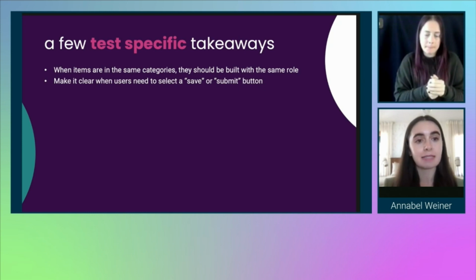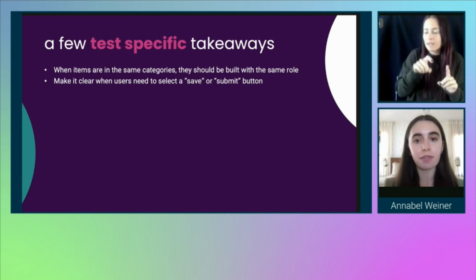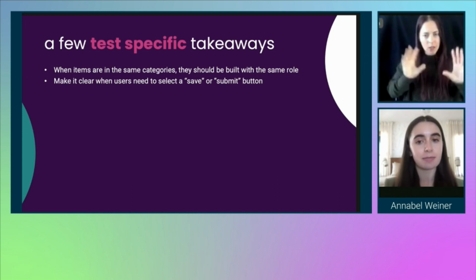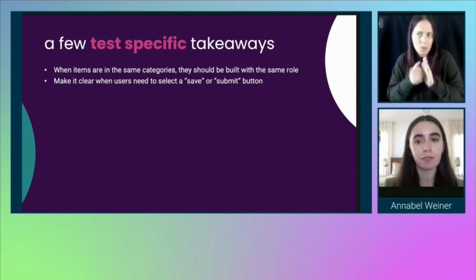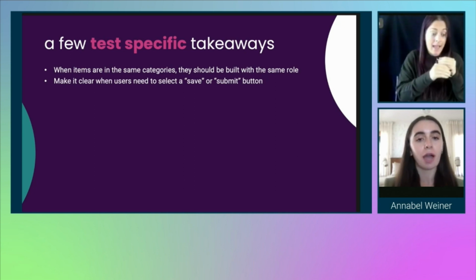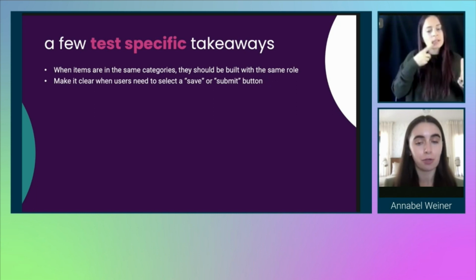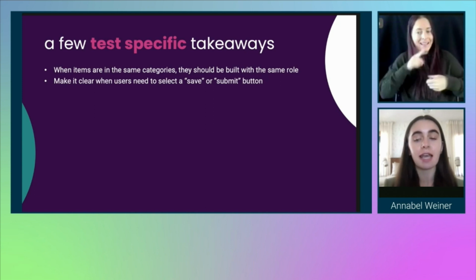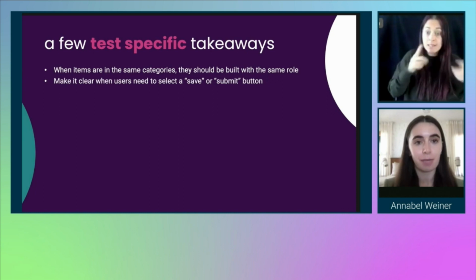The next point is make it clear when users need to select a save or submit button. We found this really valuable, but we had a page where participants were updating some settings to their account. It was a flow where you could add things or remove things from your account. After you added or removed anything, you got an announcement that said this was successfully added or successfully removed. Since participants got this confirmation with an announcement, they thought they were done and didn't realize that there was a save button towards the end of the page.